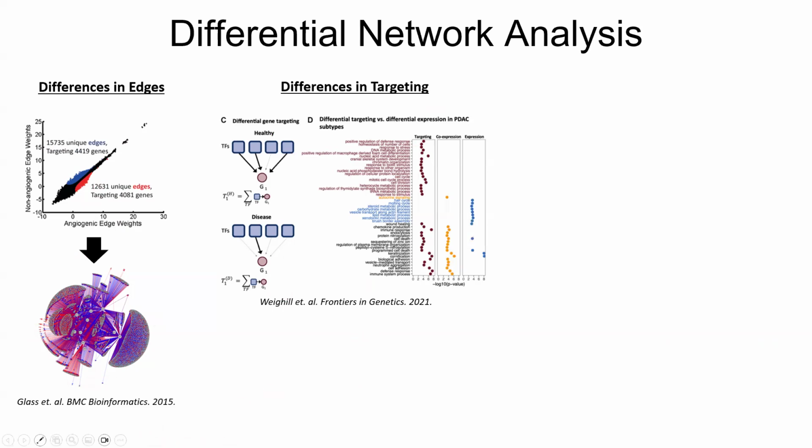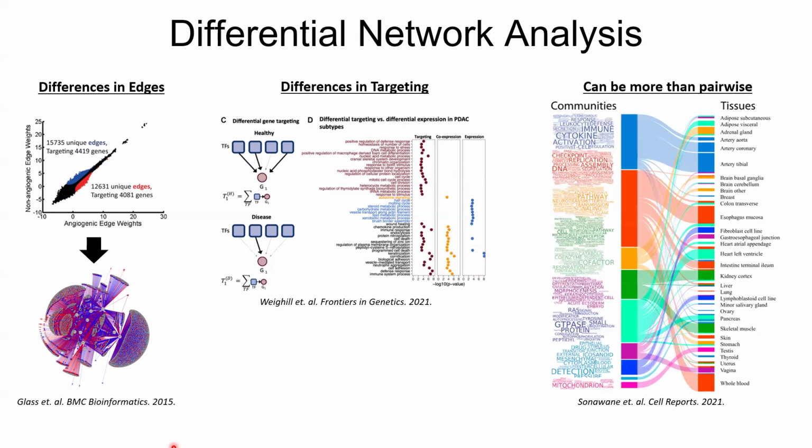And this particular paper by Des Weigel, they looked at differences in gene targeting patterns in the network, gene co-expression networks, just based on gene expression data, and differential expression patterns. And they saw that different subtypes were associated with different types of biological processes, with the largest processes happening when they compared differential targeting, essentially differential degree of networks across the different subtypes. It is important to note that these differences could be more than pairwise.